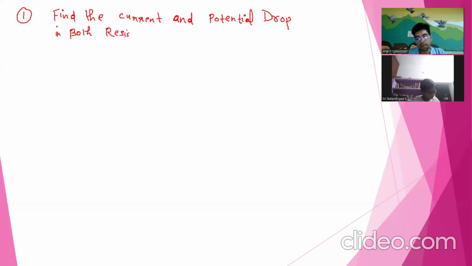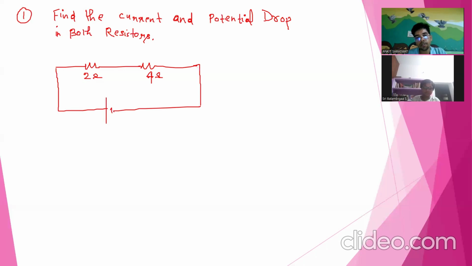Clear? So I will draw a circuit. This is 2 ohm, 4 ohm, and it is connected with a 12 volt cell. You find the value of current.